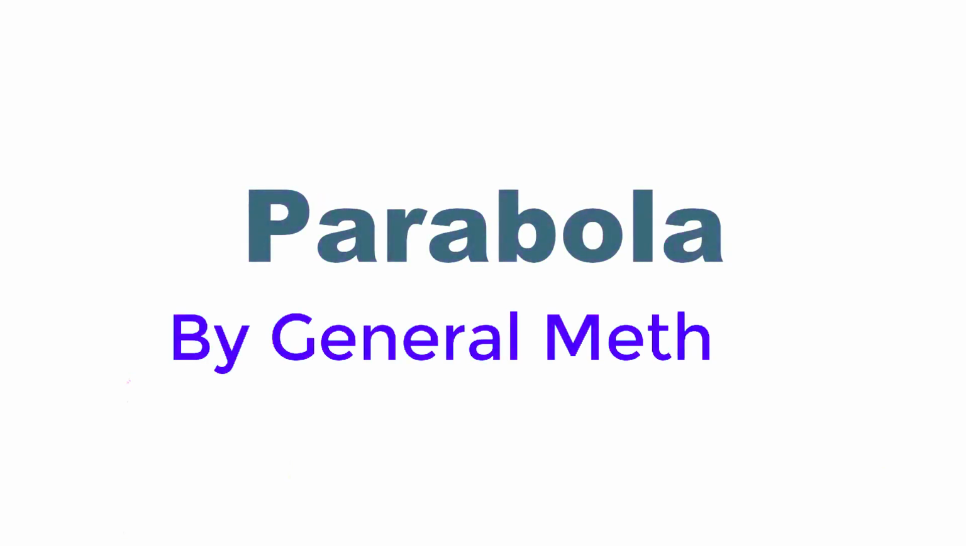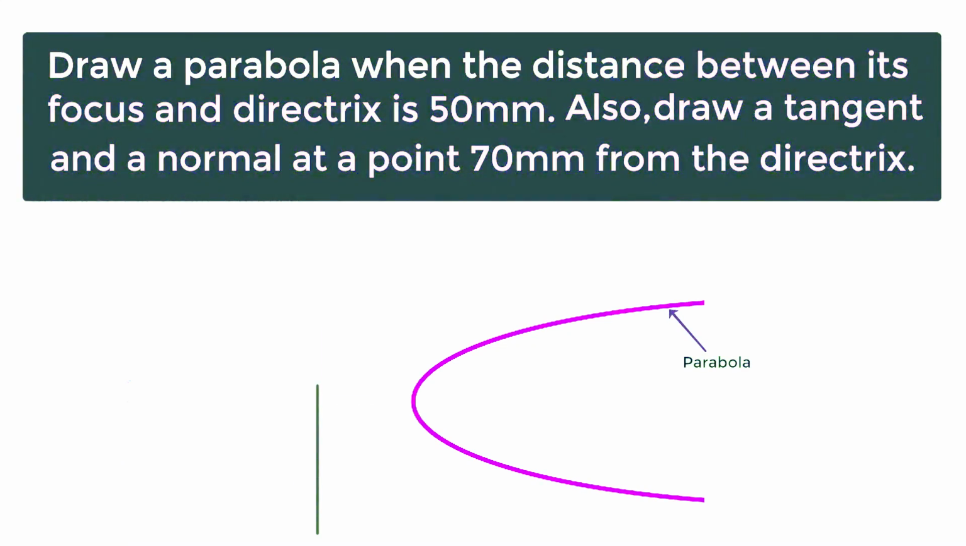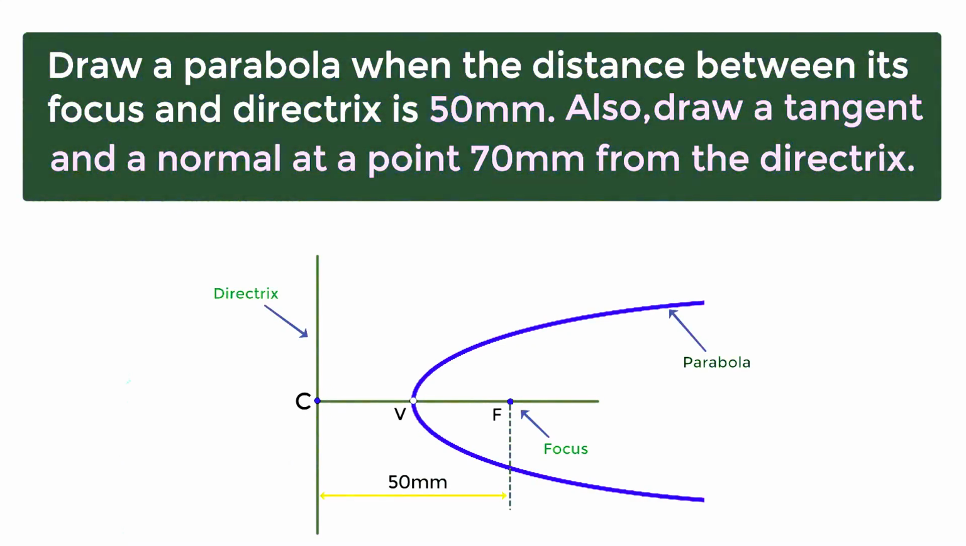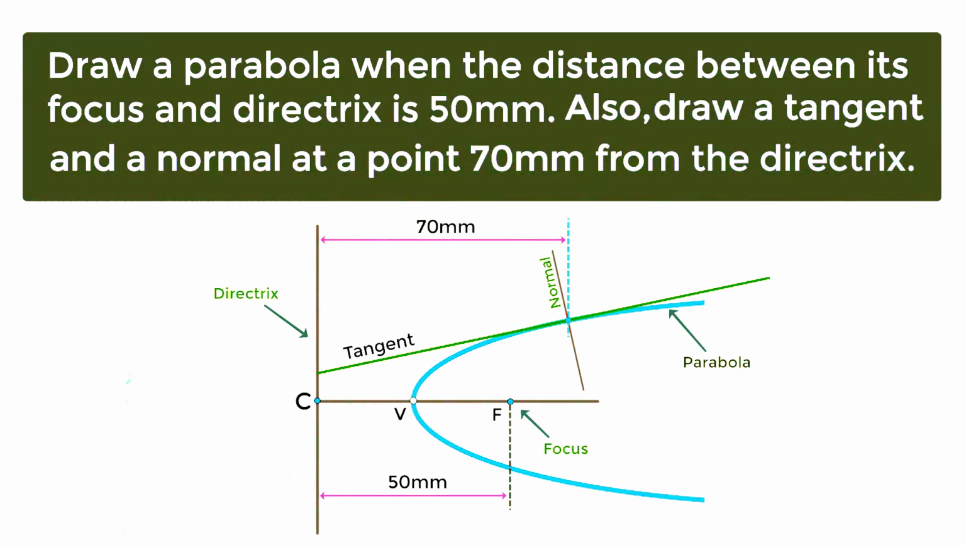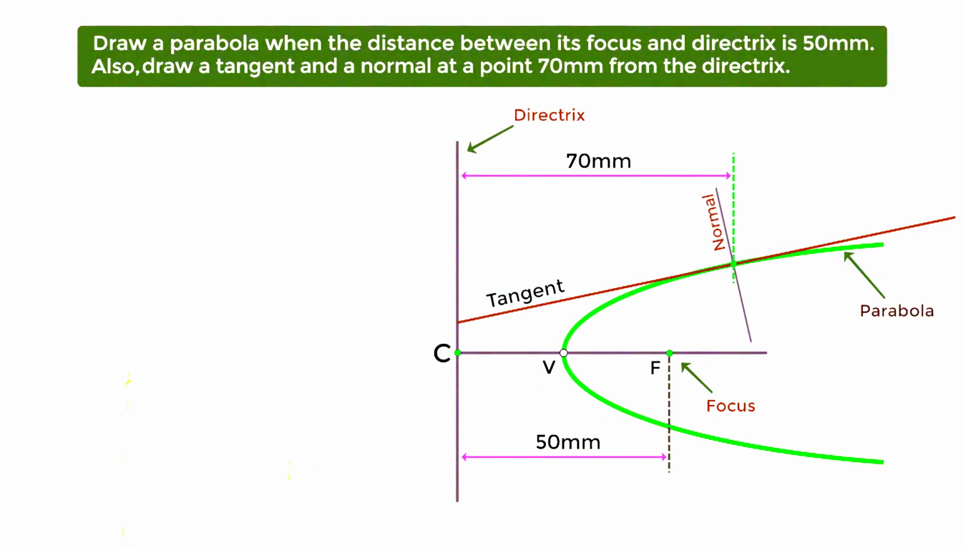In this video, we will see how to draw a parabola by the general method. Here are the instructions. Draw a parabola when the distance between its focus and directrix is 50 mm. Also, draw a tangent and a normal at a point 70 mm from the directrix. Let's see how to draw this parabola.